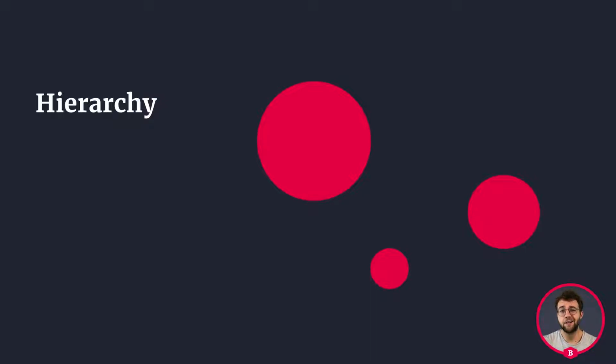Another way to create hierarchy in a design without manipulating size is through contrast. Elements with a higher contrast stand out among lower contrast elements. And a third way to create hierarchy is through positioning of elements. An element that stands alone draws more attention than a group of elements, even if they're all the same size or contrast level.